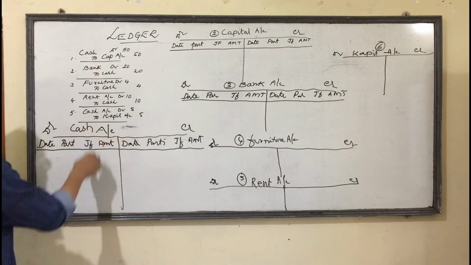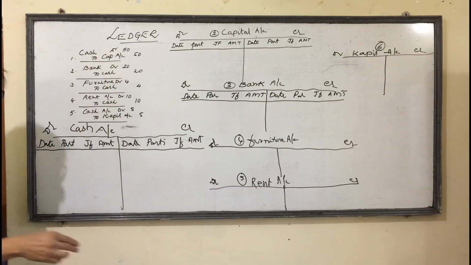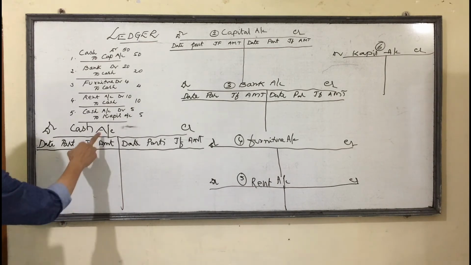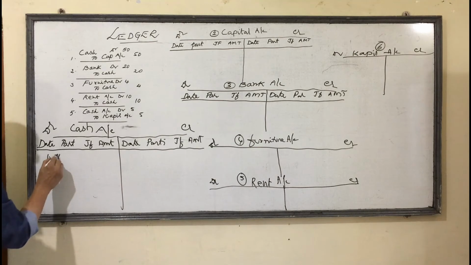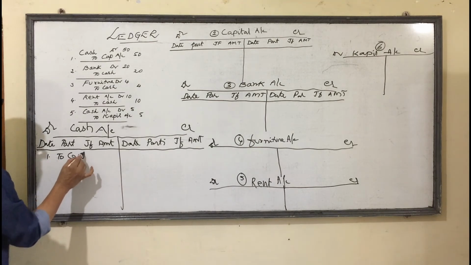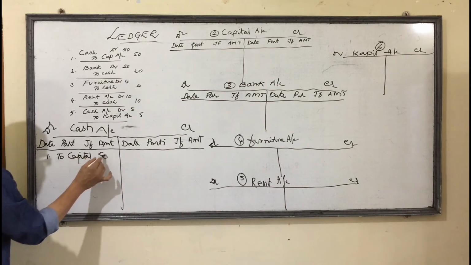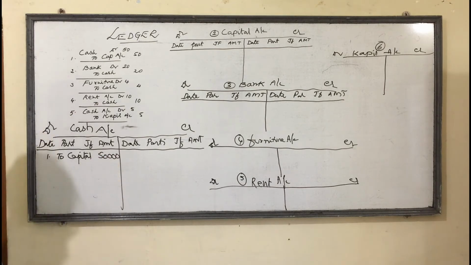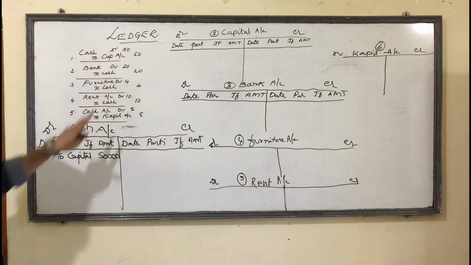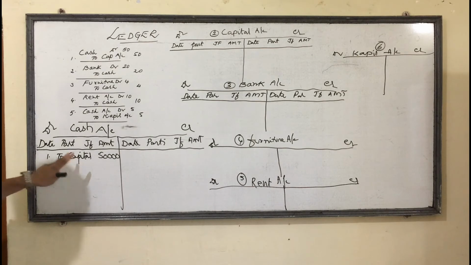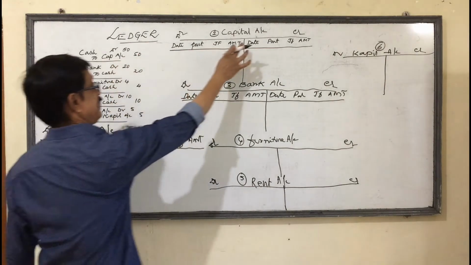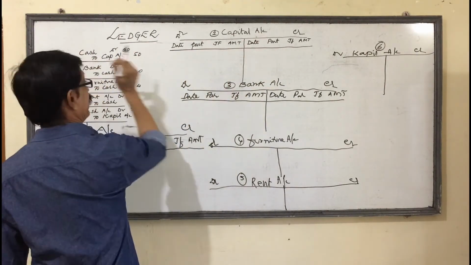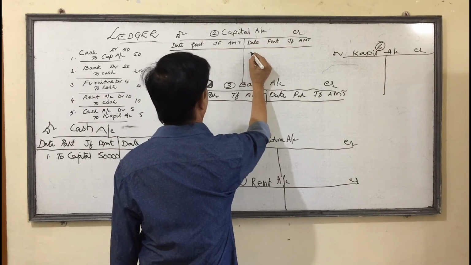Here cash account is there. Cash account is debited now. On the debit side, you have to write down the credit name, to capital. Cash account is debited, that's why on the debit side you have to write down the credit name. Again in the capital account, which is credited, on the credit side you have to write down the debit name, by cash.